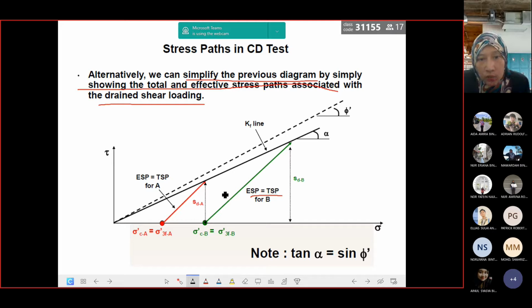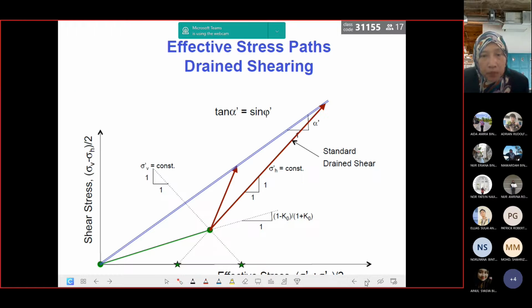Cuma dia punya gradient je lah berbezakan untuk representing point A dan juga point B. So the dashed line is a Mohr circle failure envelope, and then the full line here is the final stress path line, the failure line of the stress path. Also denoted the formula here untuk CD, the tangent alpha is equal to sin phi. So yang ni berbezalah untuk CU tadi.